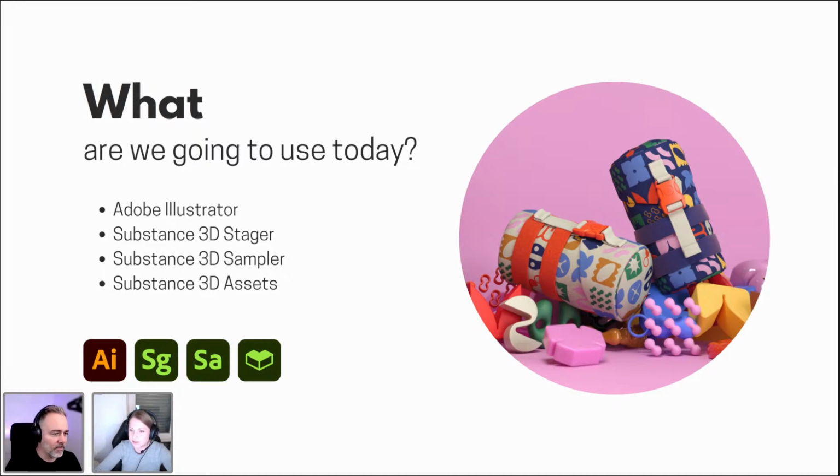I don't know if you have anything else to add before we jump in. No, I think it's going to be fun. Also, we wanted to show how you can use a product like Adobe Illustrator from Creative Cloud as a graphic designer and enhance the project with the Substance 3D ecosystem. So let's go. These are the apps that we plan on using today: Adobe Illustrator, Stager, Sampler, and some models from Substance 3D assets.